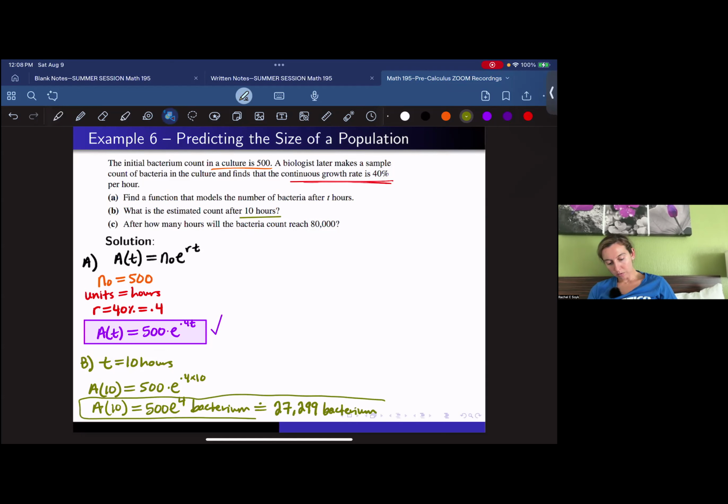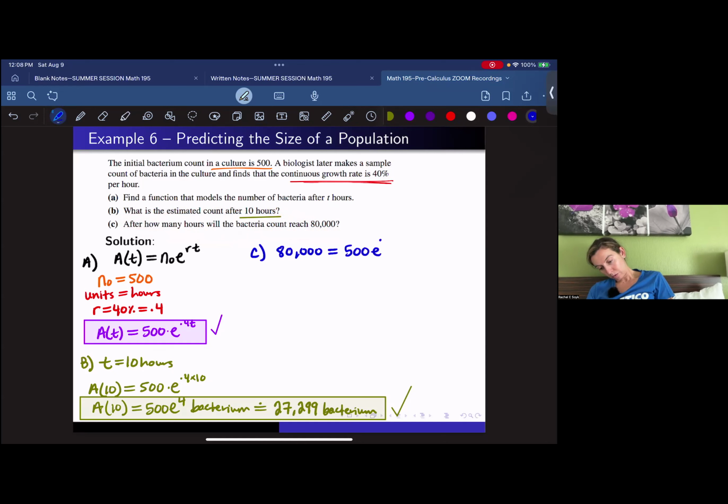And then this finally moves us into part C of this problem, where we're asked after how many hours will the bacteria count reach 80,000? Hence, 80,000 is equal to the general formula, which is 500 e to the 0.4 t. And we just want to solve for t. So let's reverse engineer it using our inverse operations.